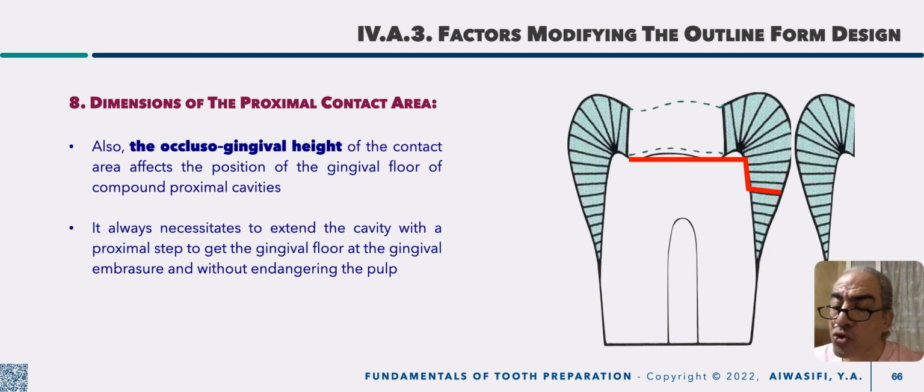You should stop the cavity at the level of the pulpal floor and inspect it. If you still have contact area, the contact is not free in a gingival direction, still have a gingival caries, still have a gingival extension of the groove, then instead of lowering the pulpal floor and endangering the pulp, you get around it, and make a step to involve this area without endangering the pulp.